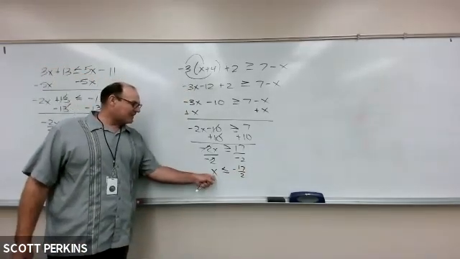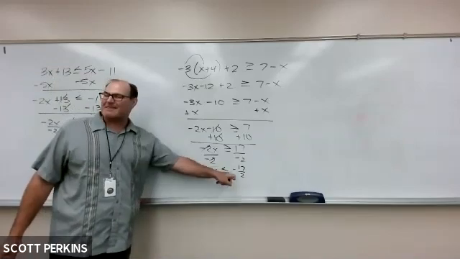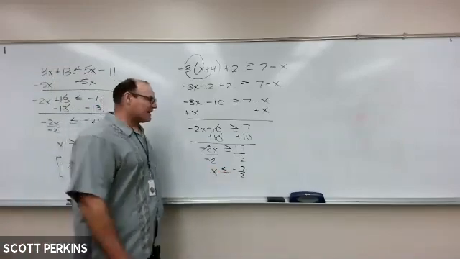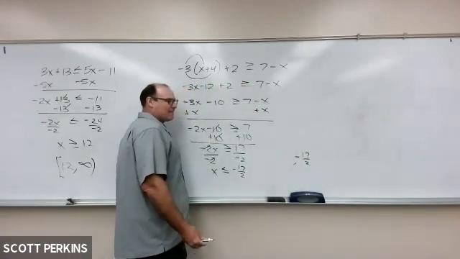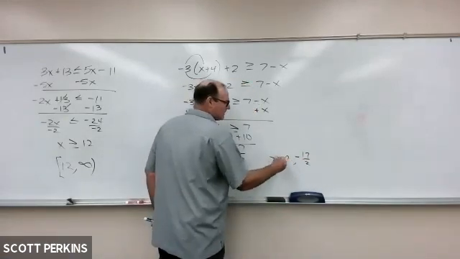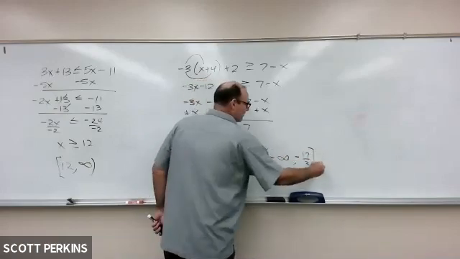This says all of my values are less than that. They're all below that. So that means -17 over 2 is the highest value. Everything below that is -infinity. And I have a bracket on that.